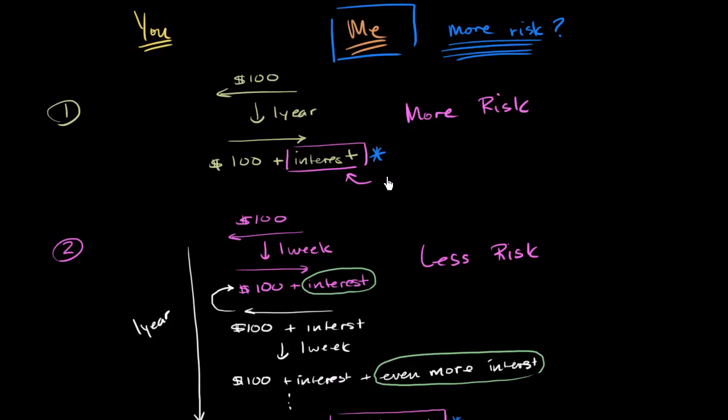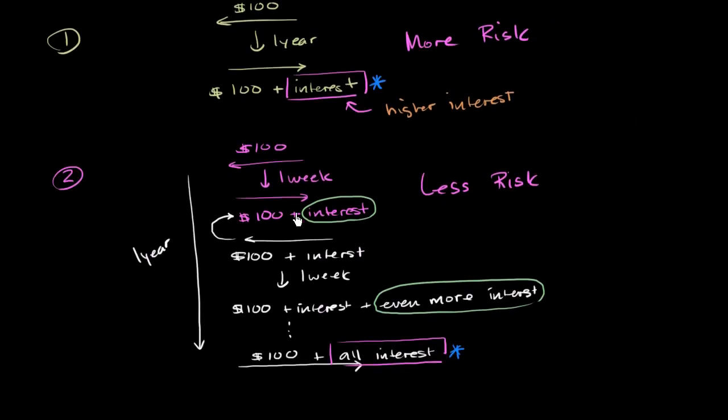Higher interest in the situation that I'm taking on more risk. Here, assuming that you kept being good for it, and I keep feeling like lending you money week after week after week, I took on less risk because I could have cut you off at any point. So here, it would be rational for me to charge you lower interest. Lower interest for lower risk.